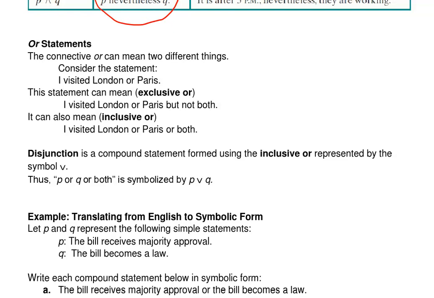So consider the statement, I visited London or Paris. I don't know how much I really like this example. I feel like a better example is, remember when you were a kid, right?